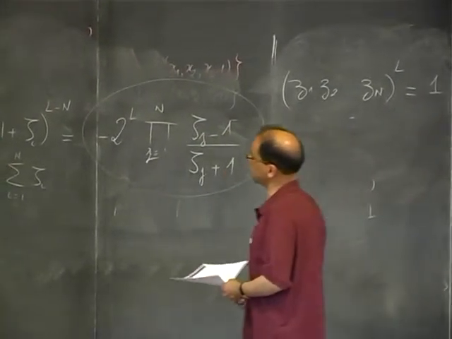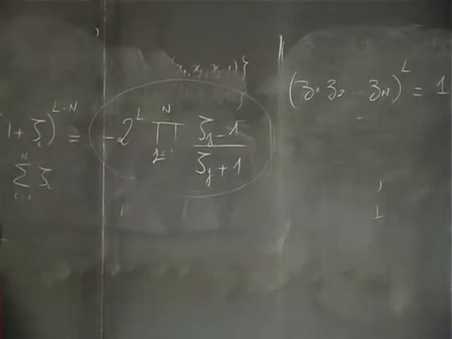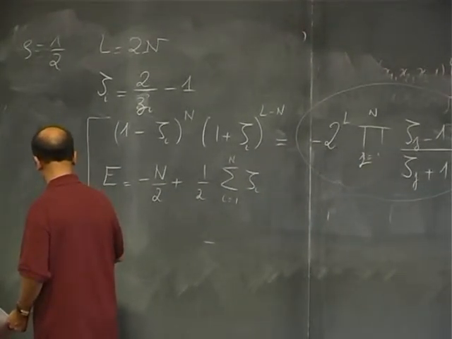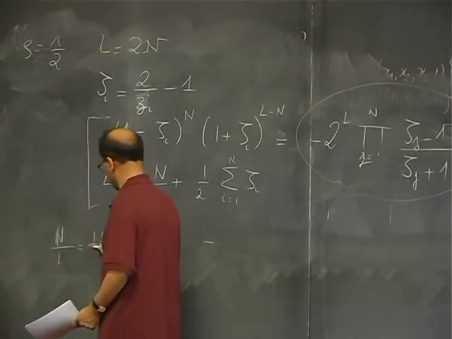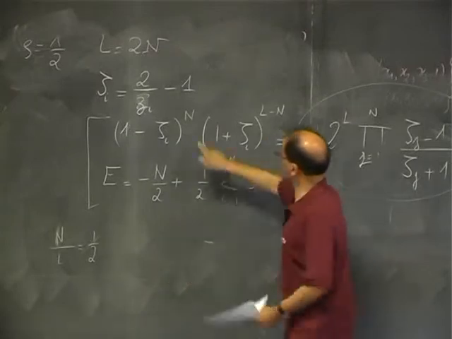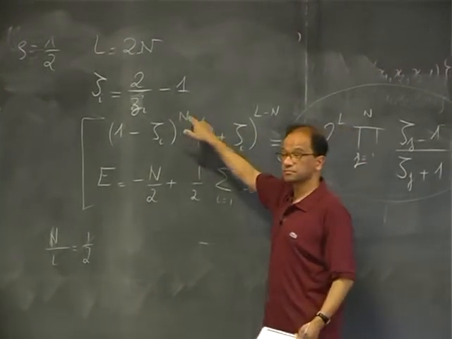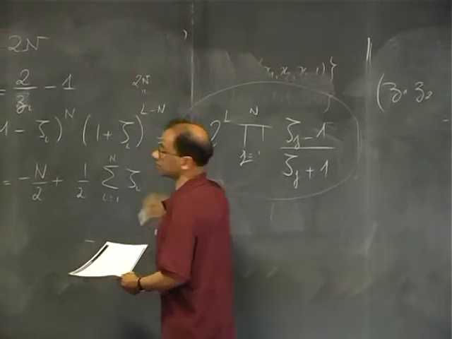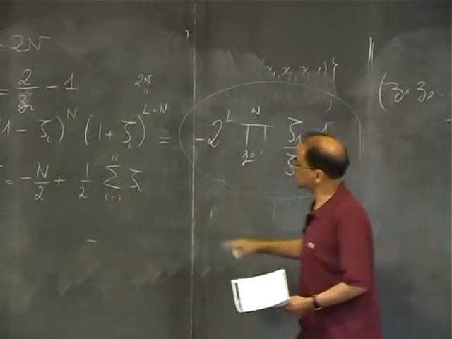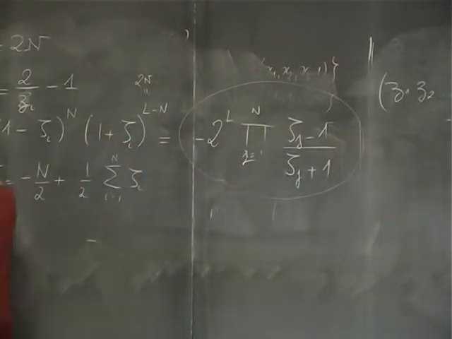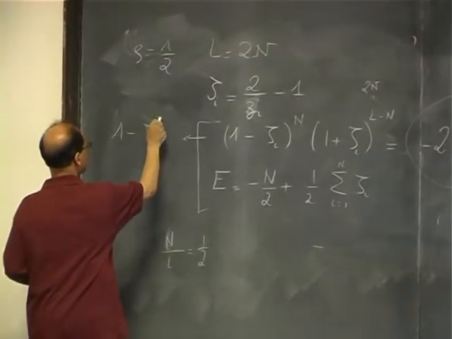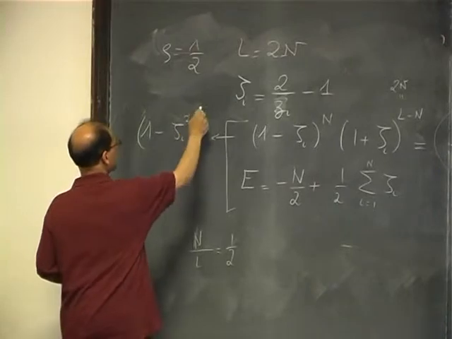And now here comes the nice thing. If I choose L and N in a half ratio, so N over L is 1/2, then these two numbers will be the same. This will be N. L is equal to 2N. Okay? And this will just be equal to 1 minus zeta I square to the power n.